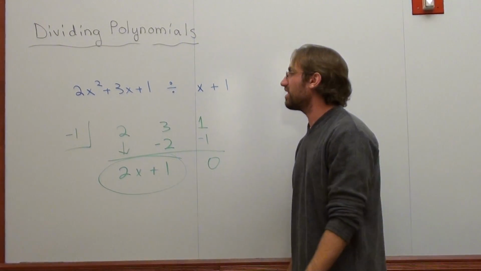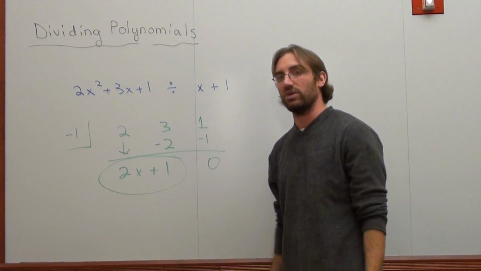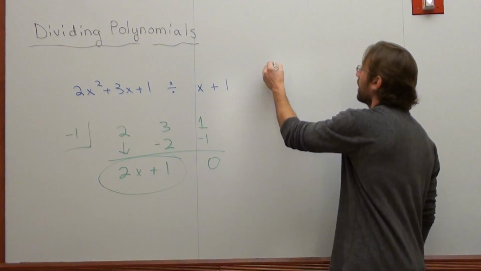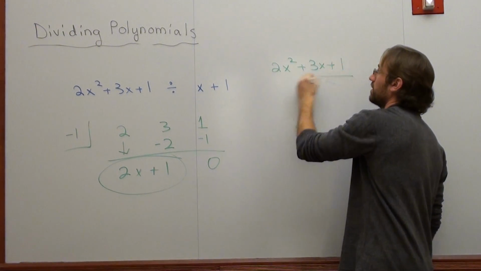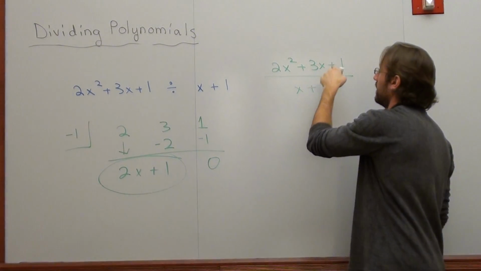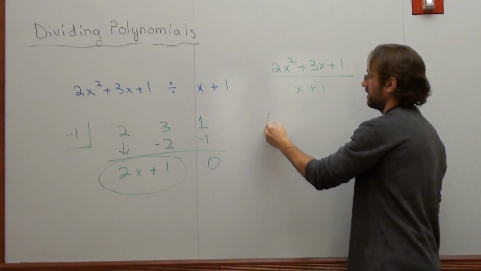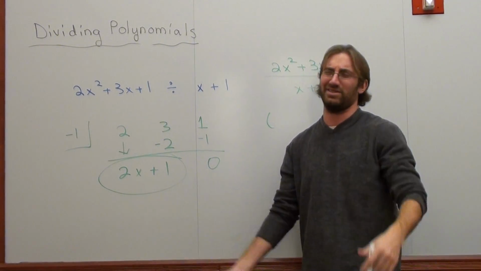Some of you might not believe me there. I'm going to do a factoring problem really quickly, although we haven't done factoring in a while. I'll prove it right now. 2x squared plus 3x plus 1 divided by x plus 1. I know that the signs are positive, positive. This is what I'm talking about. When I expect you to factor, you've got to be able to factor.